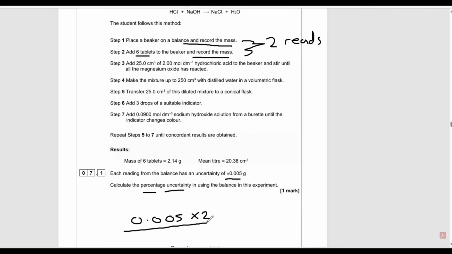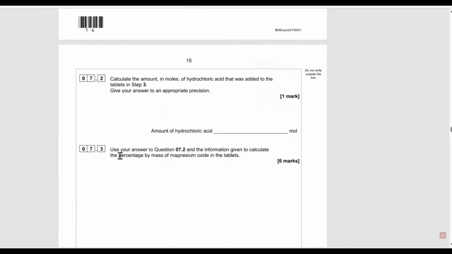Now the measurement is 2.14 grams, and we're going to do the uncertainty times the number of readings over the measurement. So 0.005 times 2 over 2.14 in the calculator times 100, and we will get the percentage uncertainty. And I believe that is 0.467%. There we go. Leave a note in the comments if I've made a mistake. I've made mistakes before, by the way. Okay, so that will get you 1 mark, and that's calculating the uncertainty.